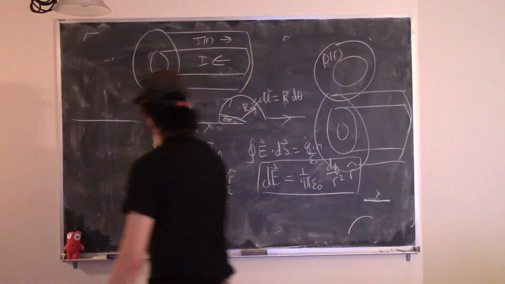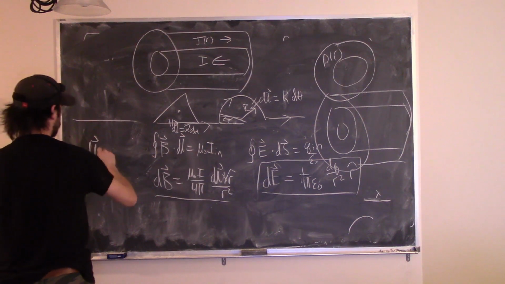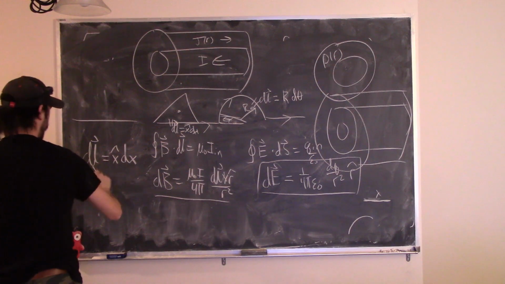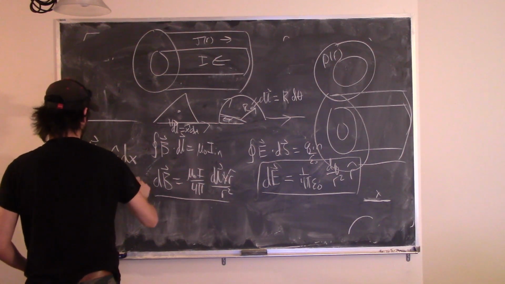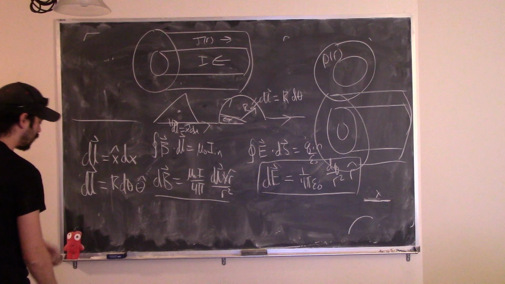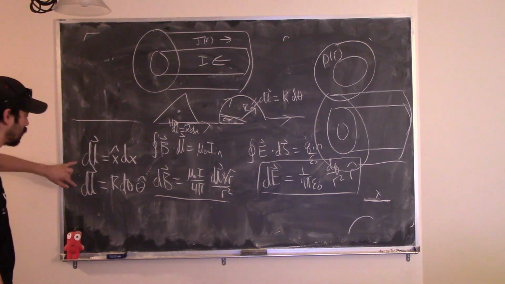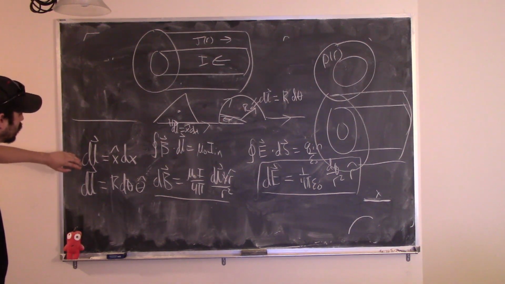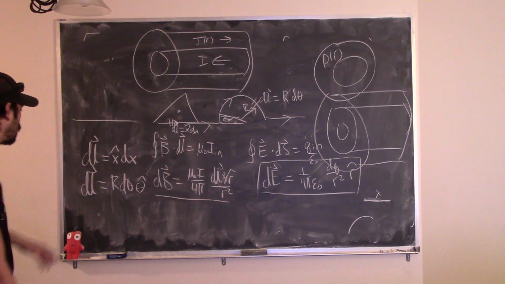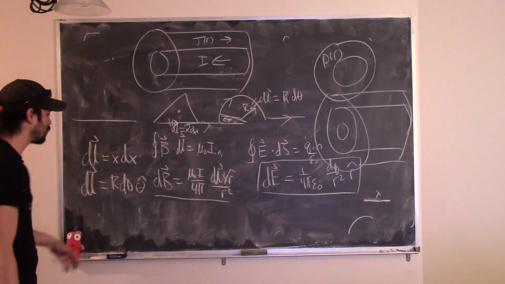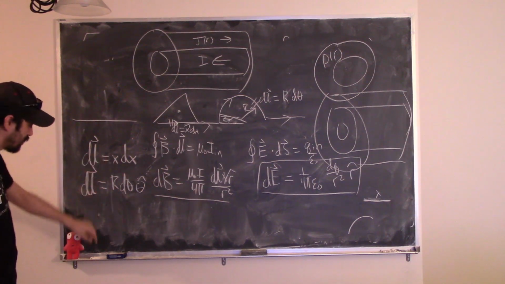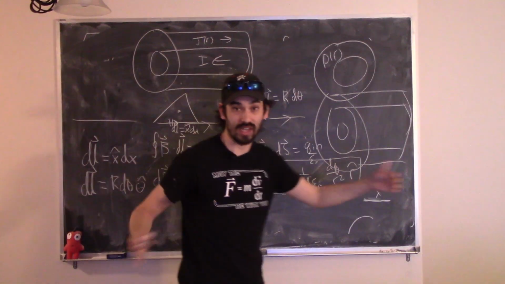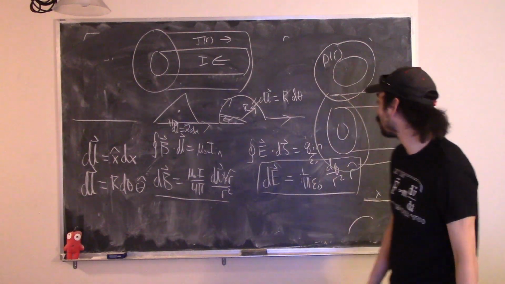It's dl vector is equal to x hat dx, or dl vector is equal to r d theta theta hat. You just want to make sure that you're careful with your notation here, because if you define these things incorrectly to start with, you'll carry over a mistake. If I injected an x in this, there's a big difference between x and x hat. X hat is a unit vector. X is some variable distance along the x-axis. So there is a big difference between those.